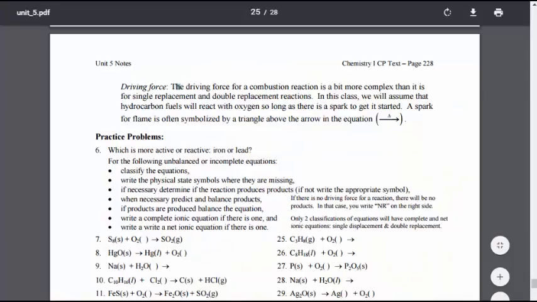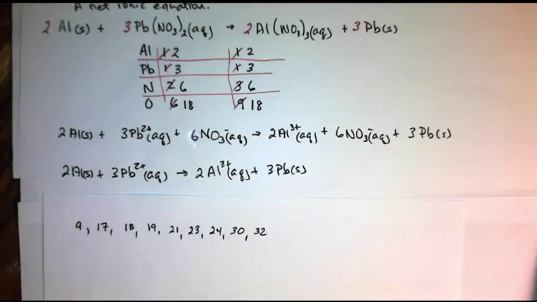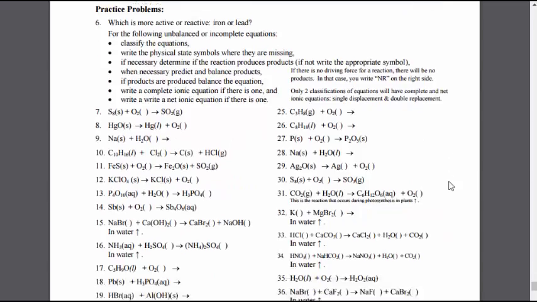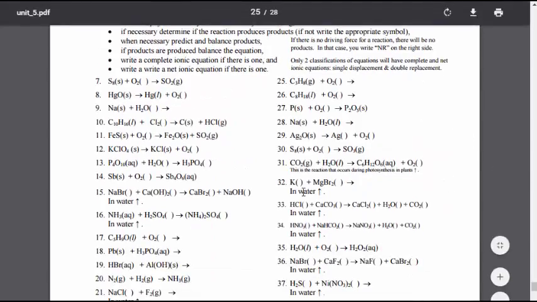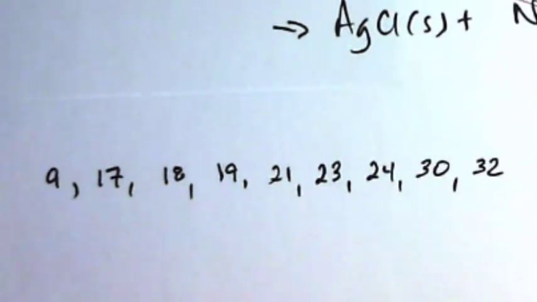Your homework is going to come from this list. So these are the problems we're doing from the text on the website, page 228. So you're going to pick the numbers corresponding here on this list: 9, 17, 18, 19, 21, 23, 24, 30, and 32.